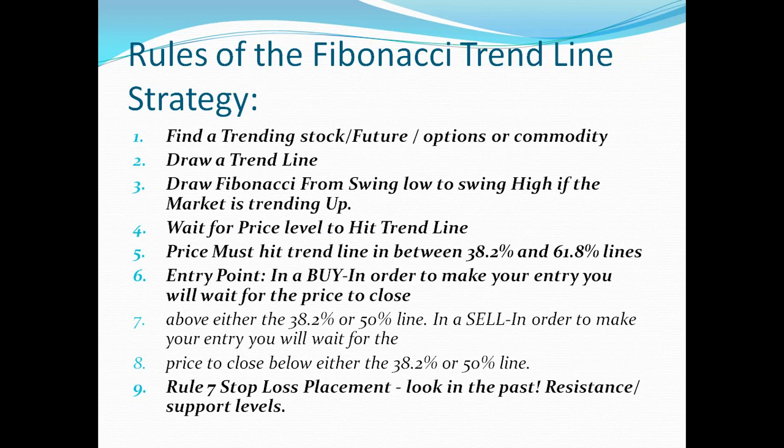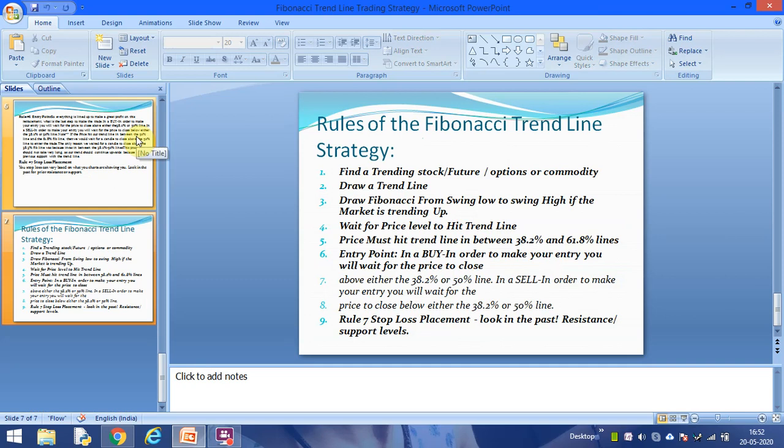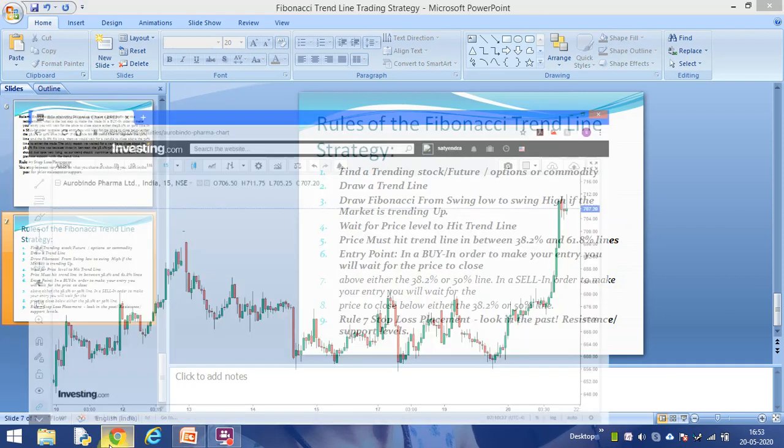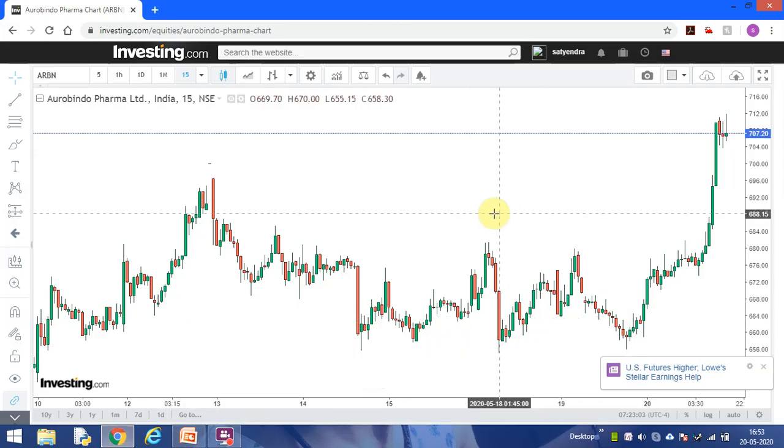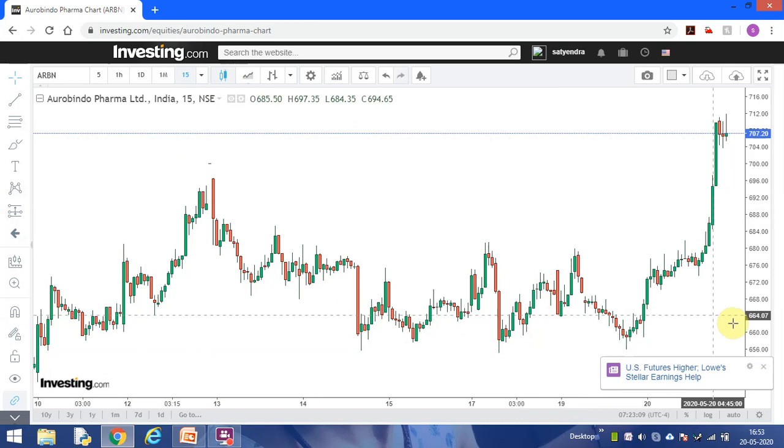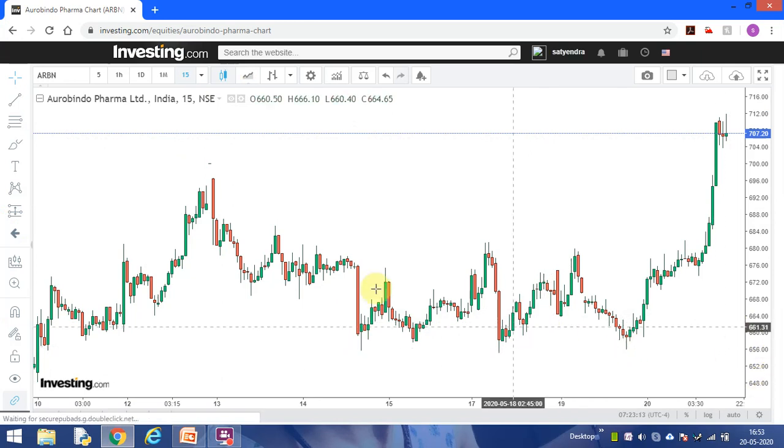This is the way. Basically, new beginners should not use this strategy. They should wait and become experienced traders, then they can use it. But anyhow, they have to learn it, they should know this. That is why I am showing this strategy.